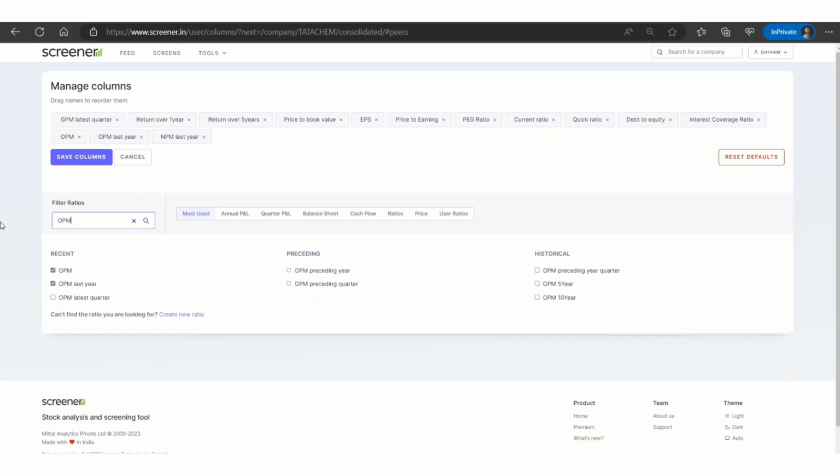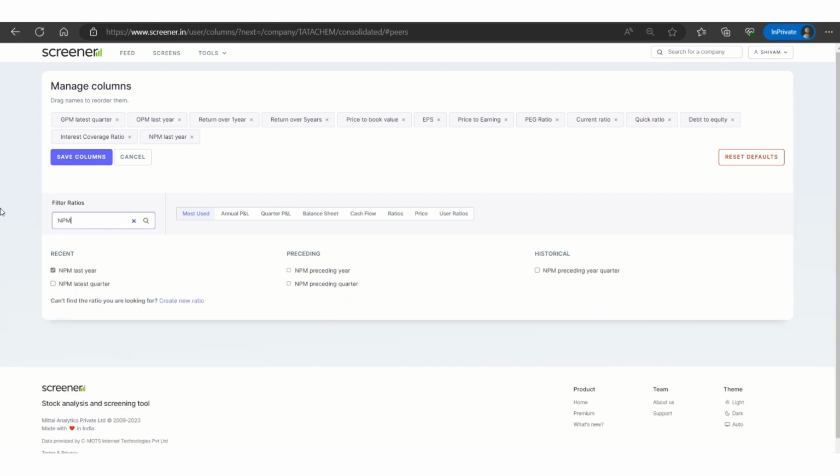The second is operating profit margin, OPM. So let's take OPM for last year. Let's put it in the second place. Third, let's find out the net profit margin, NPM. This is our NPM for last year, so it's already here. I'll just put it here.